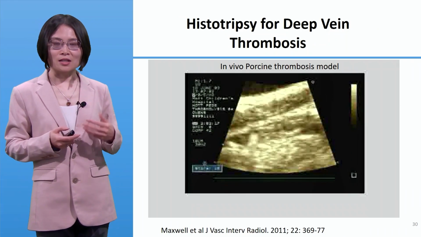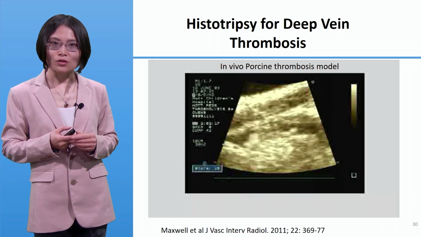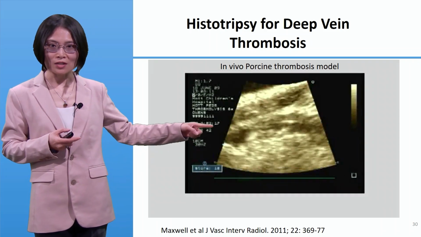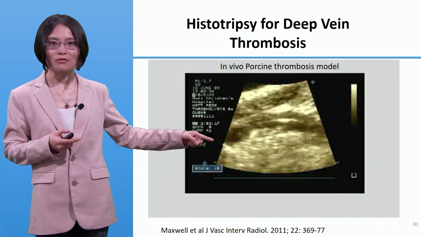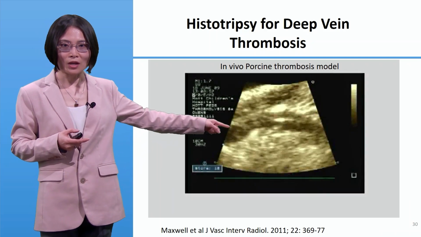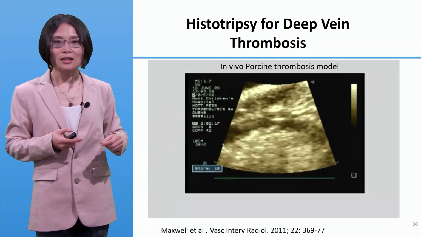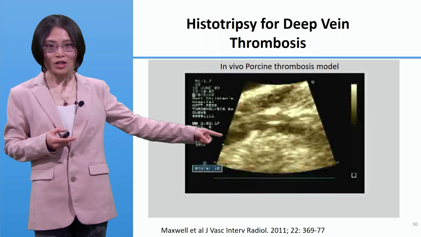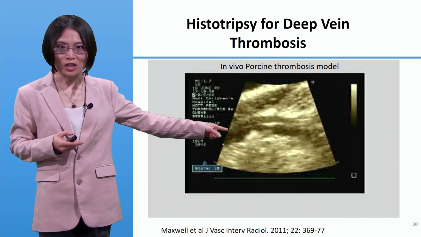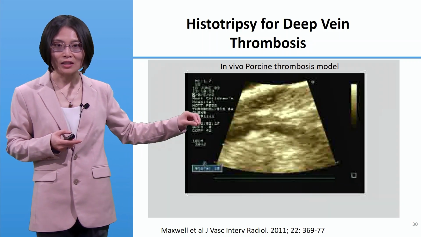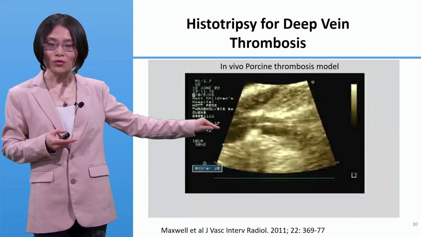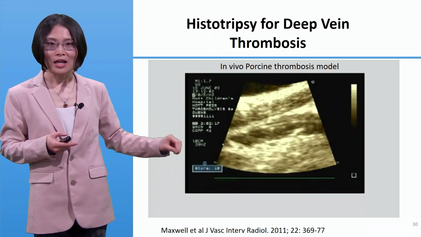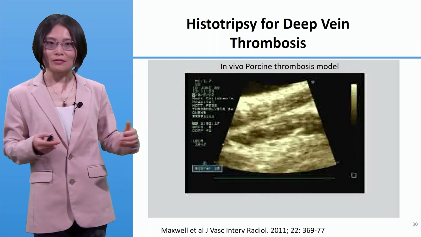Our group has been studying histotripsy for treatment of deep vein thrombosis. As shown in the video here, this is an in vivo porcine deep vein thrombosis model where a blood clot formed within the femoral vein of the pig leg. A cavitation cloud is generated, which is this bright structure here, and it's confined within the vein and scanned over the clot. As you can see, as it scans over, it cleans up the clot and opens up the vessel.